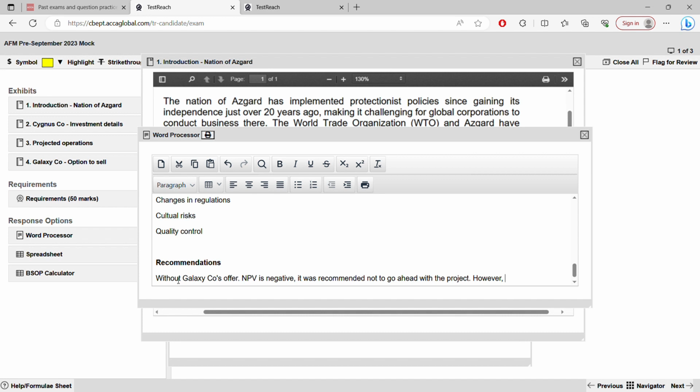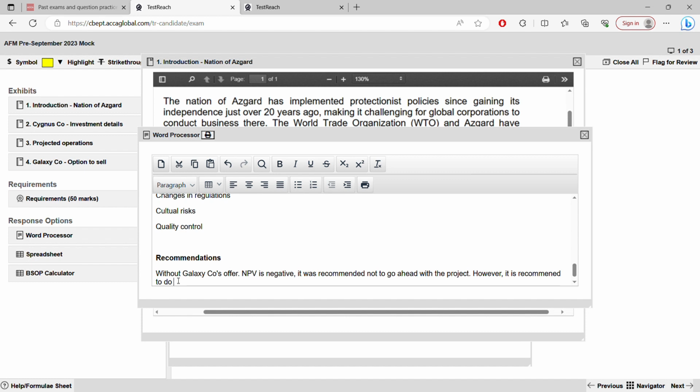So that's what we are going to do. However, it is recommended to do sensitivity analysis and also scenario analysis. You can mention it.